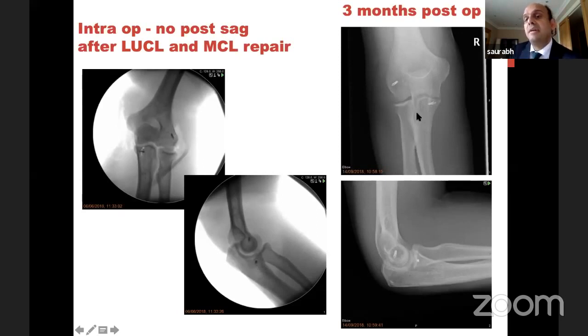So see the difference here. The radial lateral ligament comes off the humerus, the epicondyle. MCL doesn't come off the epicondyle. Well, it can, but very seldom. Normally, it will come off the sublime tubercle. So that's the difference. Okay.